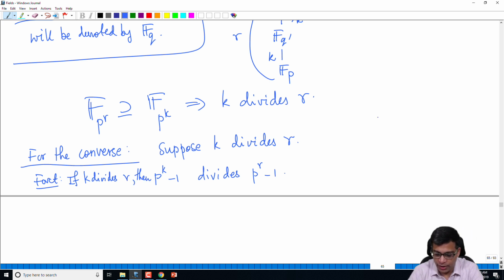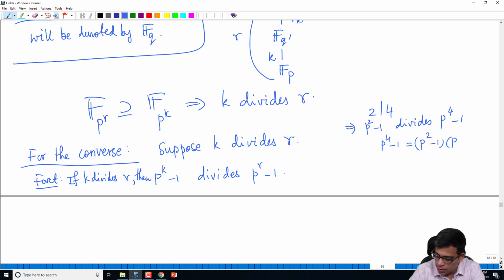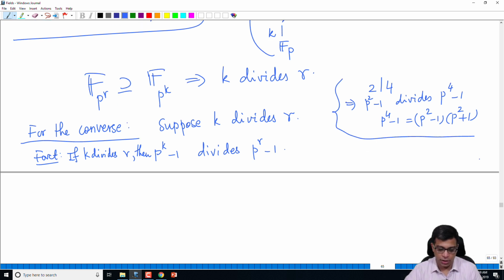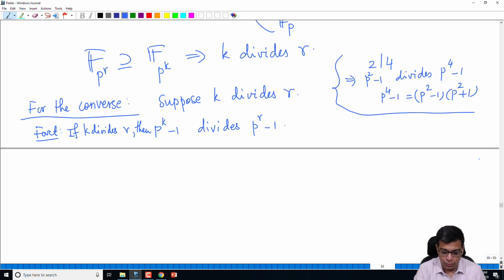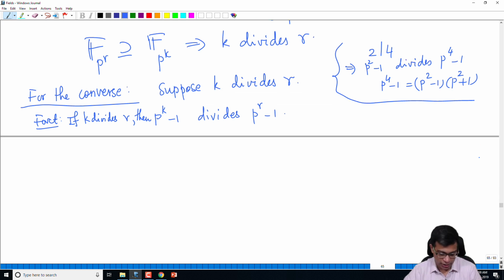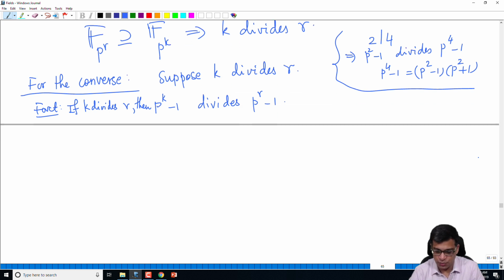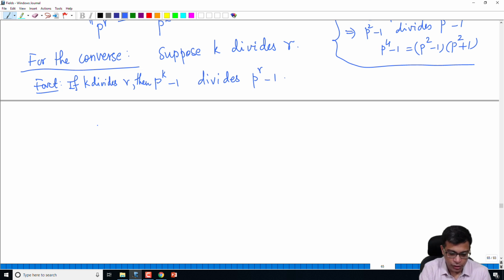Okay, so if k divides r, what I am saying is, for example, 2 divides 4, that means p squared minus 1 divides p power 4 minus 1. This is because p power 4 minus 1 can be written as p squared minus 1 times p squared plus 1. Something as simple as that, but in general you need to prove this. So if I assume this, if k divides r, then p power k minus 1 divides p power r minus 1.